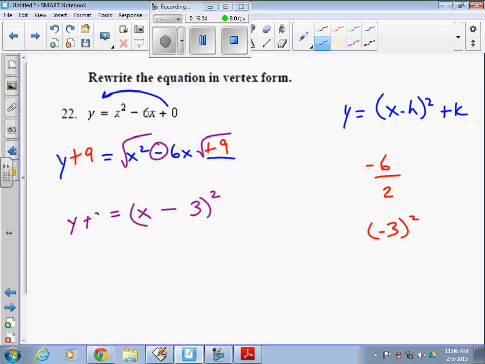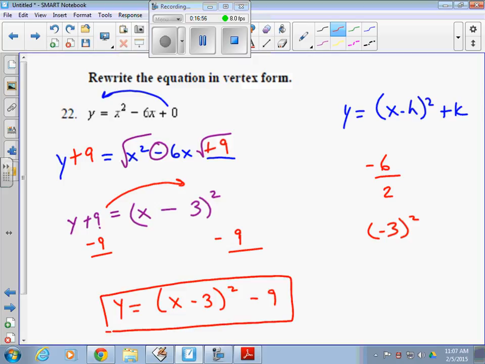One more step to make it vertex form. We need to move over the plus 9 part by subtracting it. If you subtract it there, subtract it here. You can't subtract it from -3 because that's inside of the parentheses. So what you're left with is y equals x minus 3 squared minus 9. And this is vertex form. So if you were asked to identify the vertex, remember it's the opposite of what you see in parentheses for the x. So it'll be +3. And it's exactly what it says on the outside, -9.